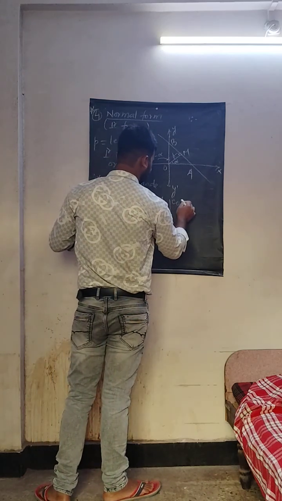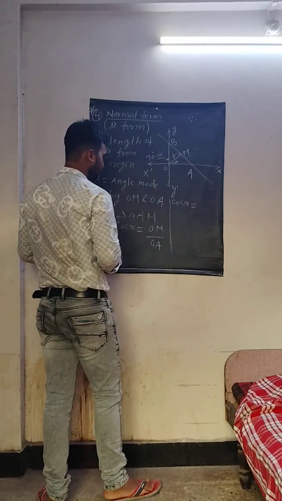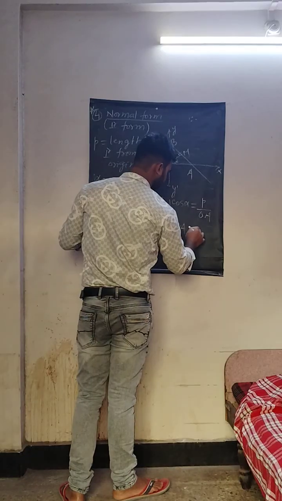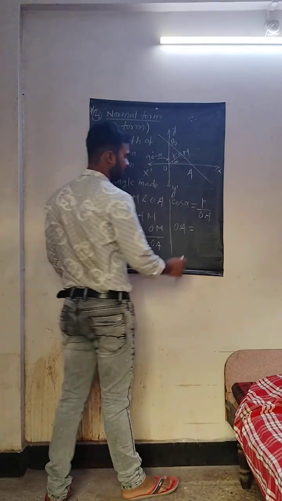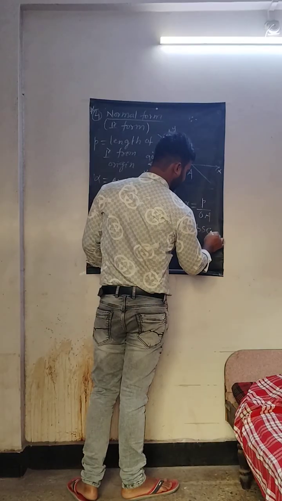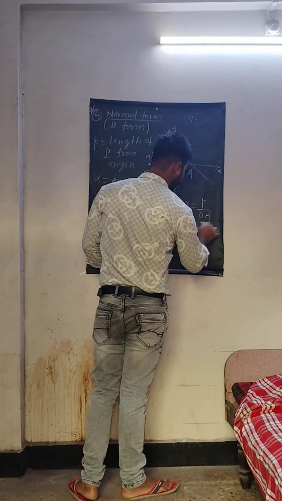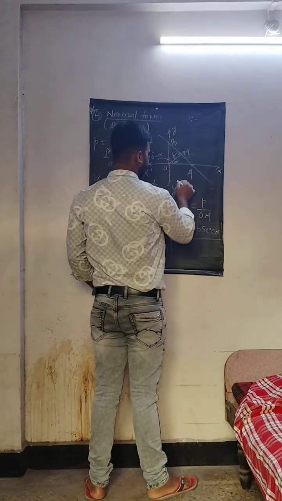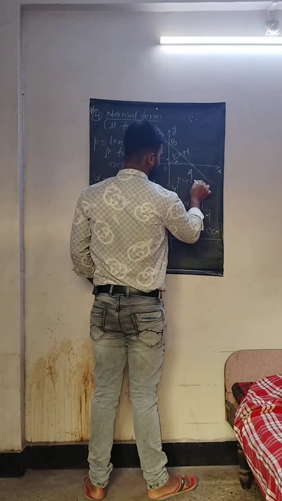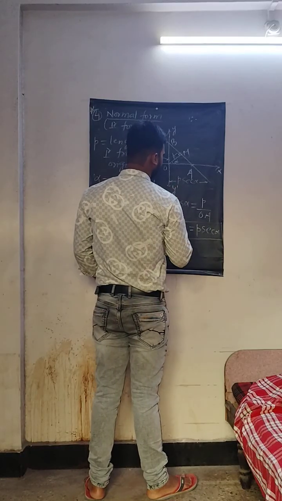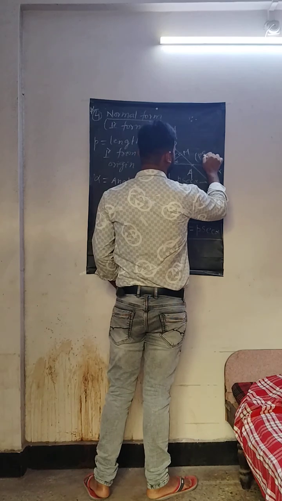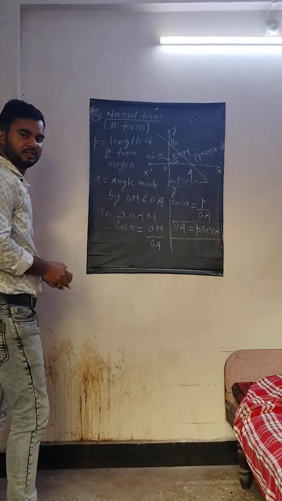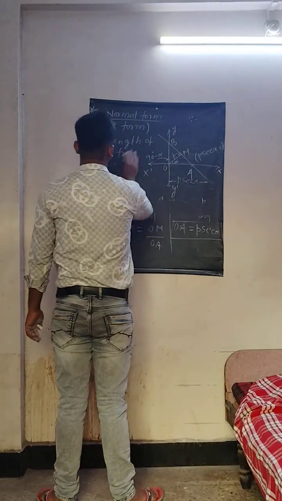Cos alpha is equal to, what is OM, beta? OM is P, divided by OA. Here OA is P by cos alpha, means P sec alpha. OA is P sec alpha. Okay. Coordinate of point A is P sec alpha comma 0.